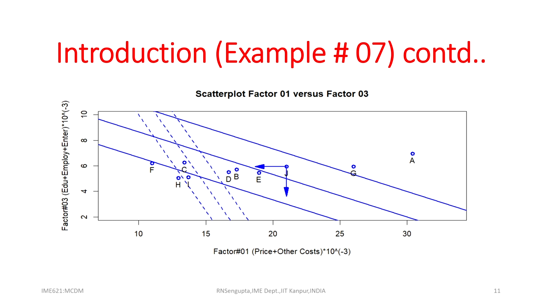If I further consider factor 1 and factor 3, where factor 1 is again price and other costs, multiplied by 10 to the power minus 3 in order to scale them down, and factor 3 is education, employment, entertainment, which was also cost multiplied by 10 to the minus 3 to scale down, I again plot A to J, which are the 10 different localities in the city of Visakhapatnam.